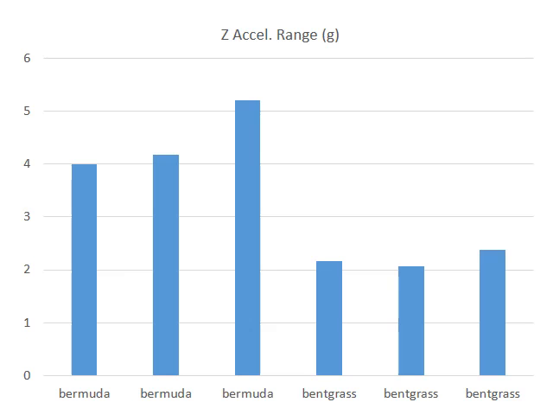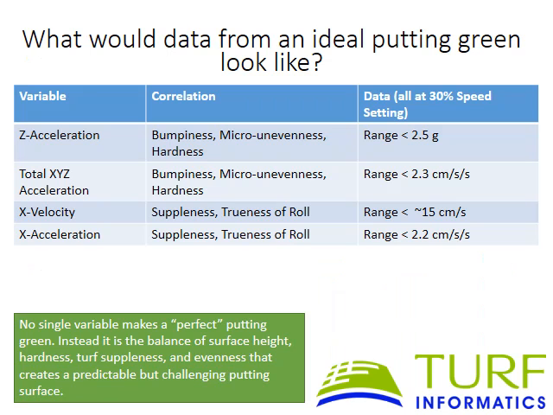Lastly, if we look at the Z acceleration range, which is again the up and down movement of the ball, we see from 4 to above 5 for 3 individual runs, whereas we see a much narrower range for the 3 runs on bent grass. We see right around 2 to maybe about 2.2, 2.3 for the Z acceleration. This gives you an idea of what the Sphero is actually experiencing from the putting green, and to give you some idea of what this data means.